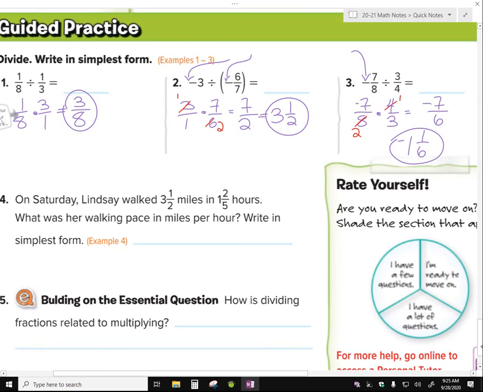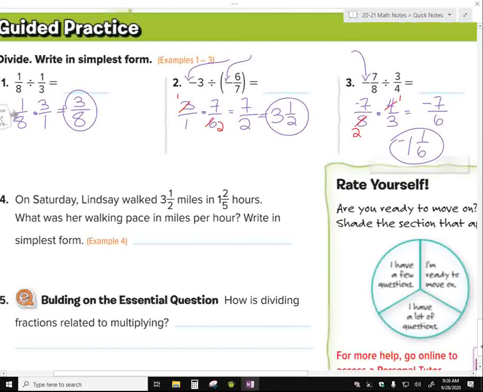So you should have, for the first one, I did the inverse of 1/3, which is 3/1. There are no common factors, so I couldn't reduce it before I got finished. It comes out to be 3/8. I had two negatives for number 2, so I knew that my product is going to be positive, so I didn't even write in any more of those negatives. I have -3 divided by -6/7.